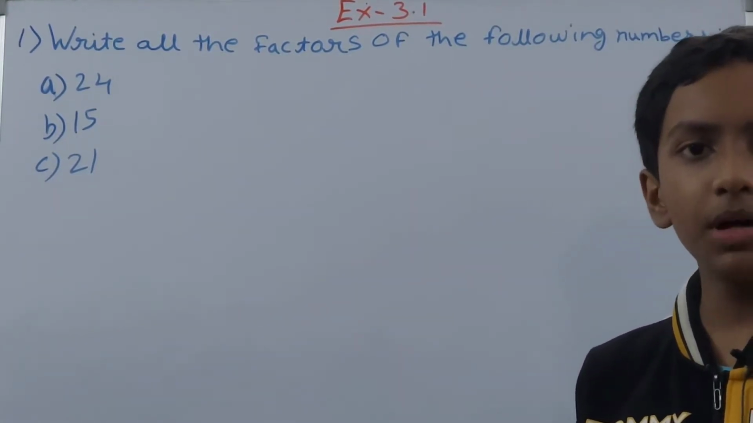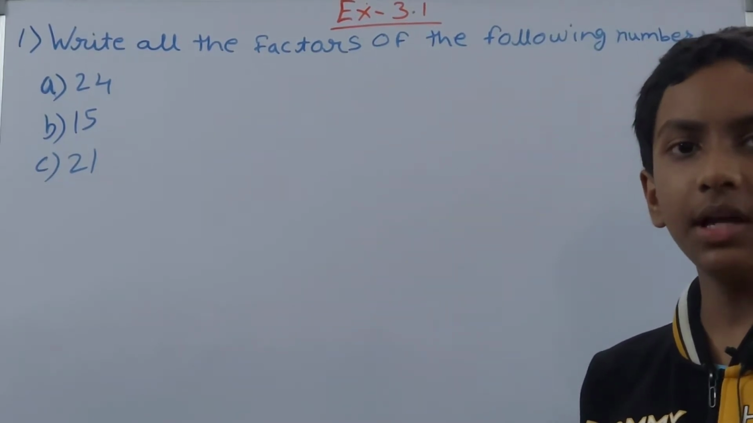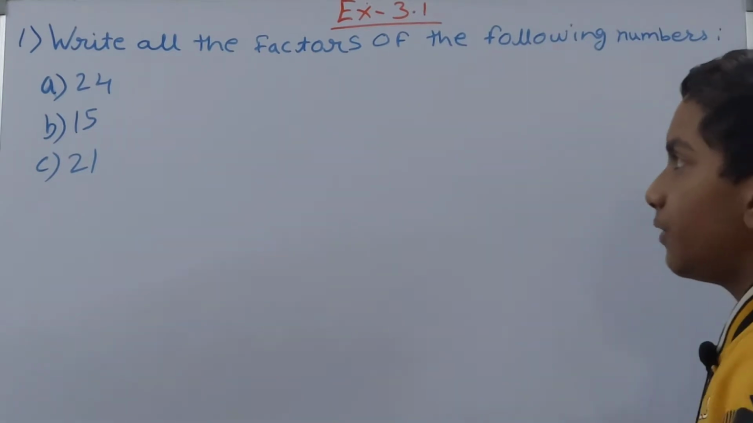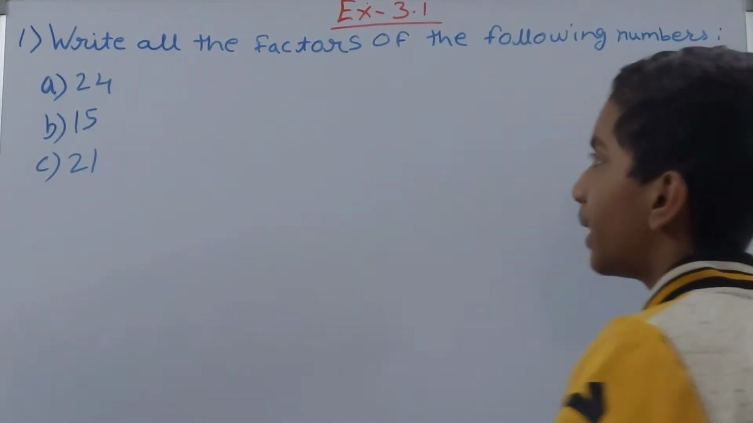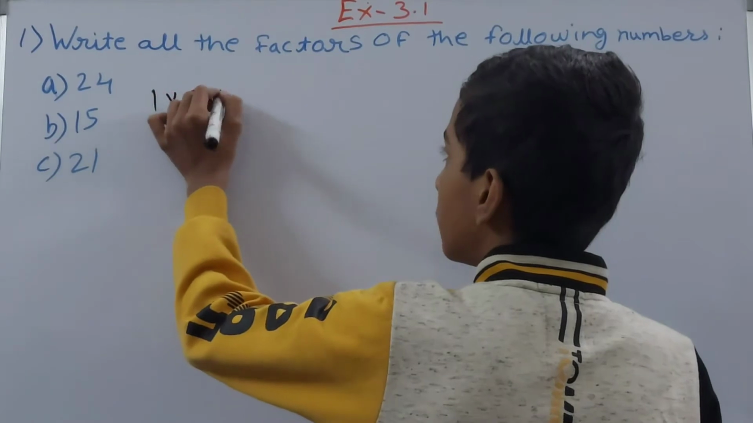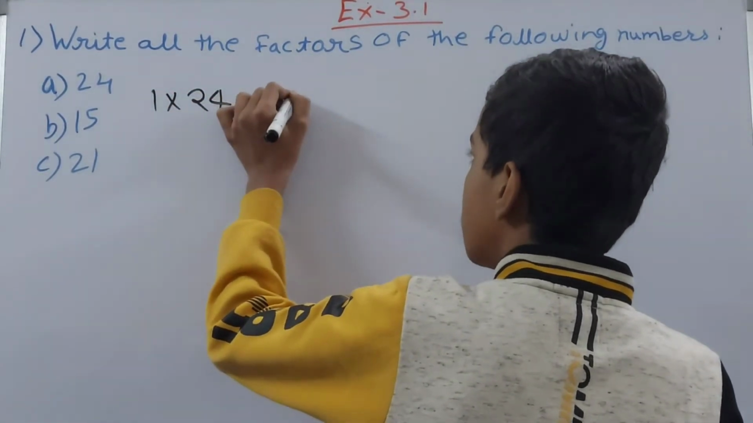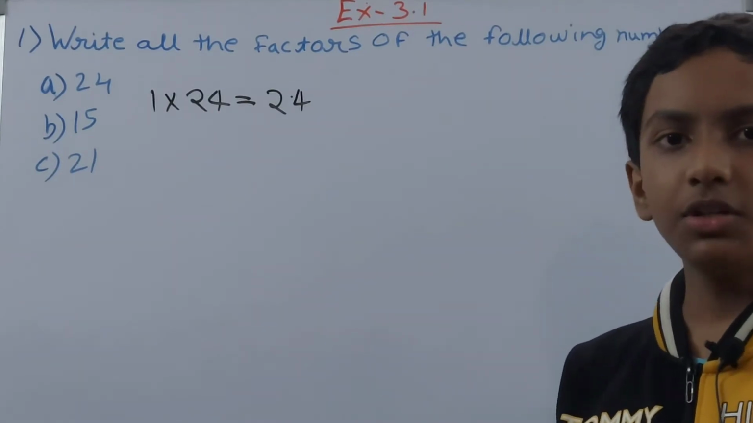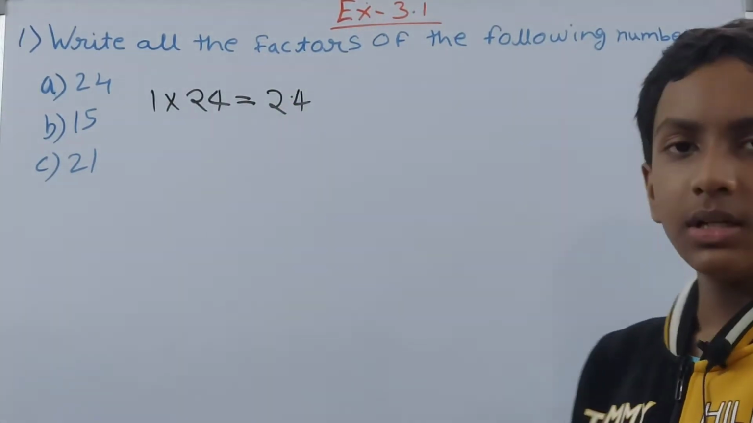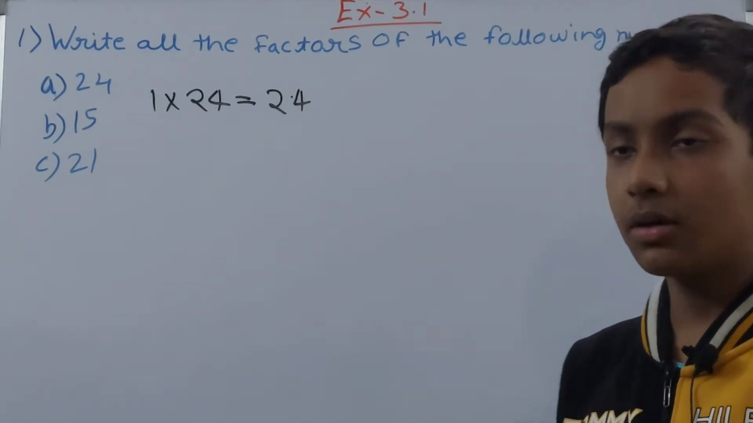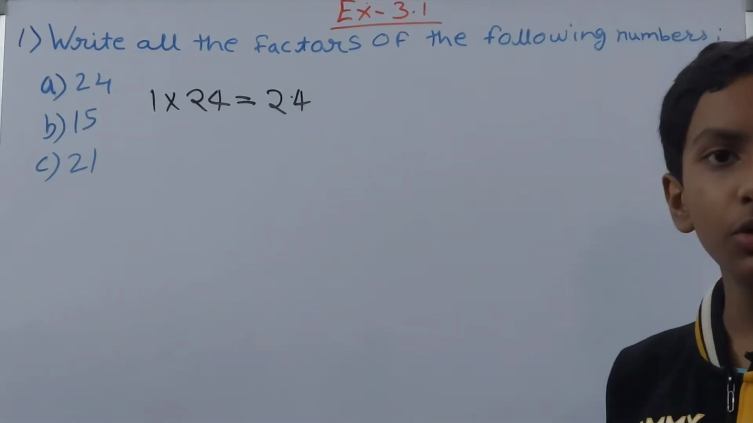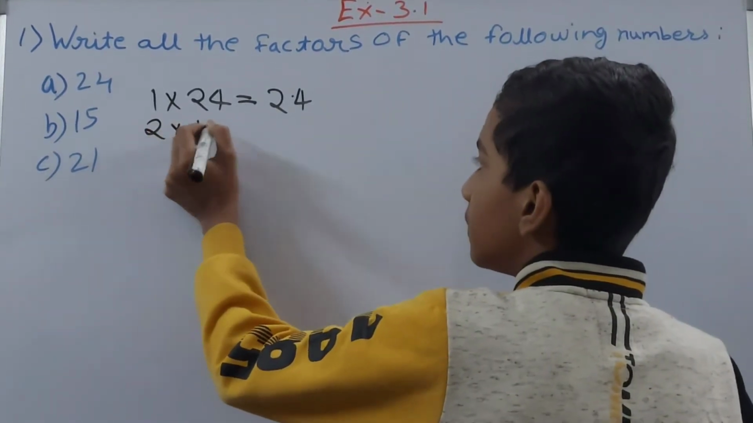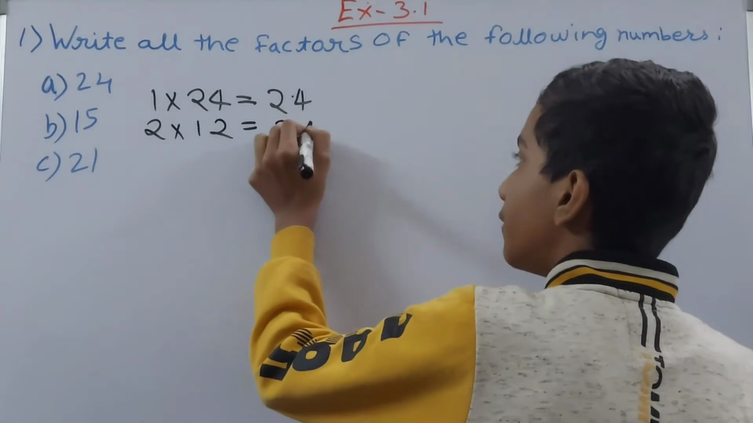What is a factor? A number which divides the other number without leaving any remainder is known to be its factor. Okay, so 24. If you start from 1, if you multiply 1 by 24, what will you get? 24 only. So, this is also giving us a number, right? So, we need to see that if it is multiplying here, we can say that it is a factor. Then if you take 2, if you multiply 2 by 12, what will you get? 2 into 12. That will also give you 24.